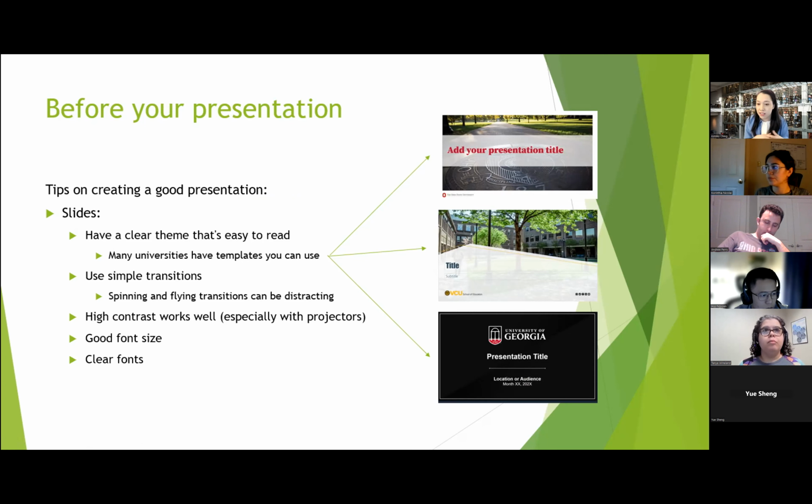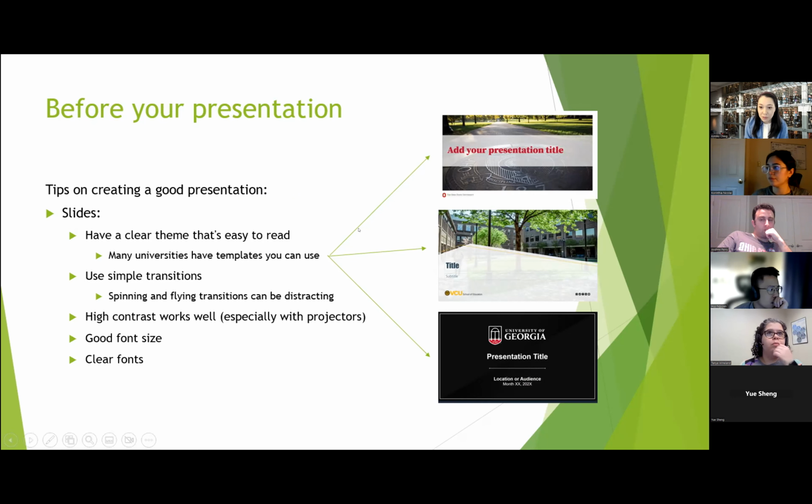You can use boxes, arrows, highlighting to highlight what you're specifically talking about. So that can help add clarity, especially if you're doing some of those advanced models that might get confusing to your audience. But with those transitions, you want to keep them simple. And then high contrast works really well, especially with projectors.